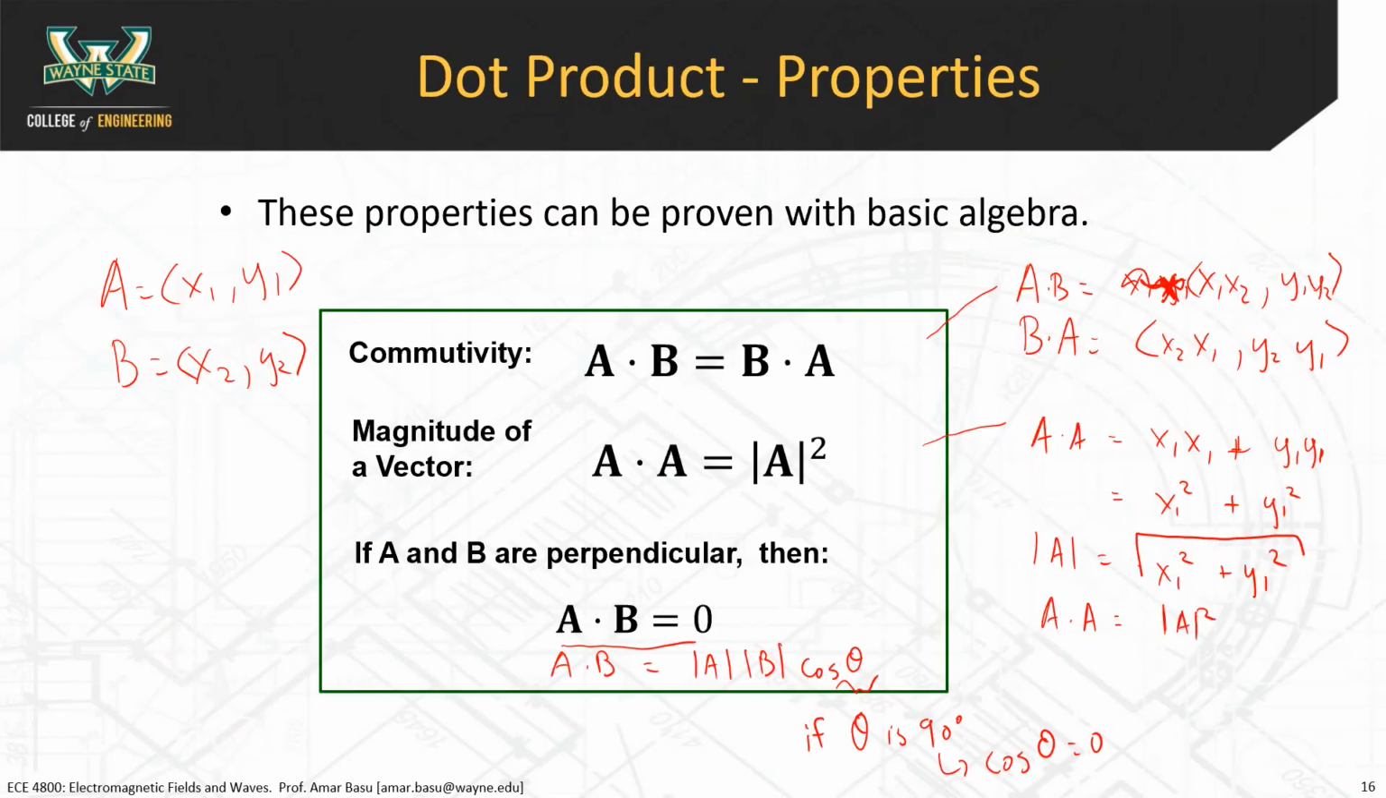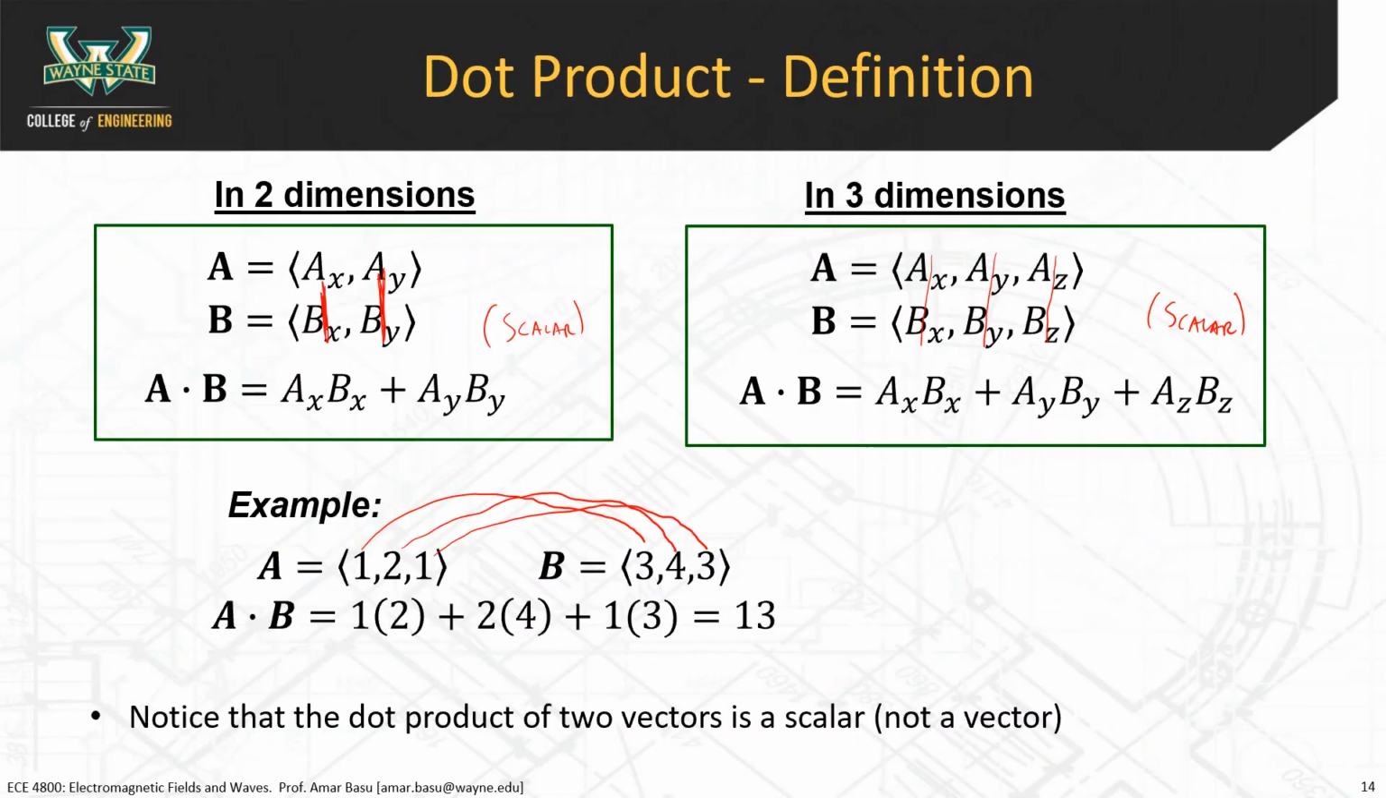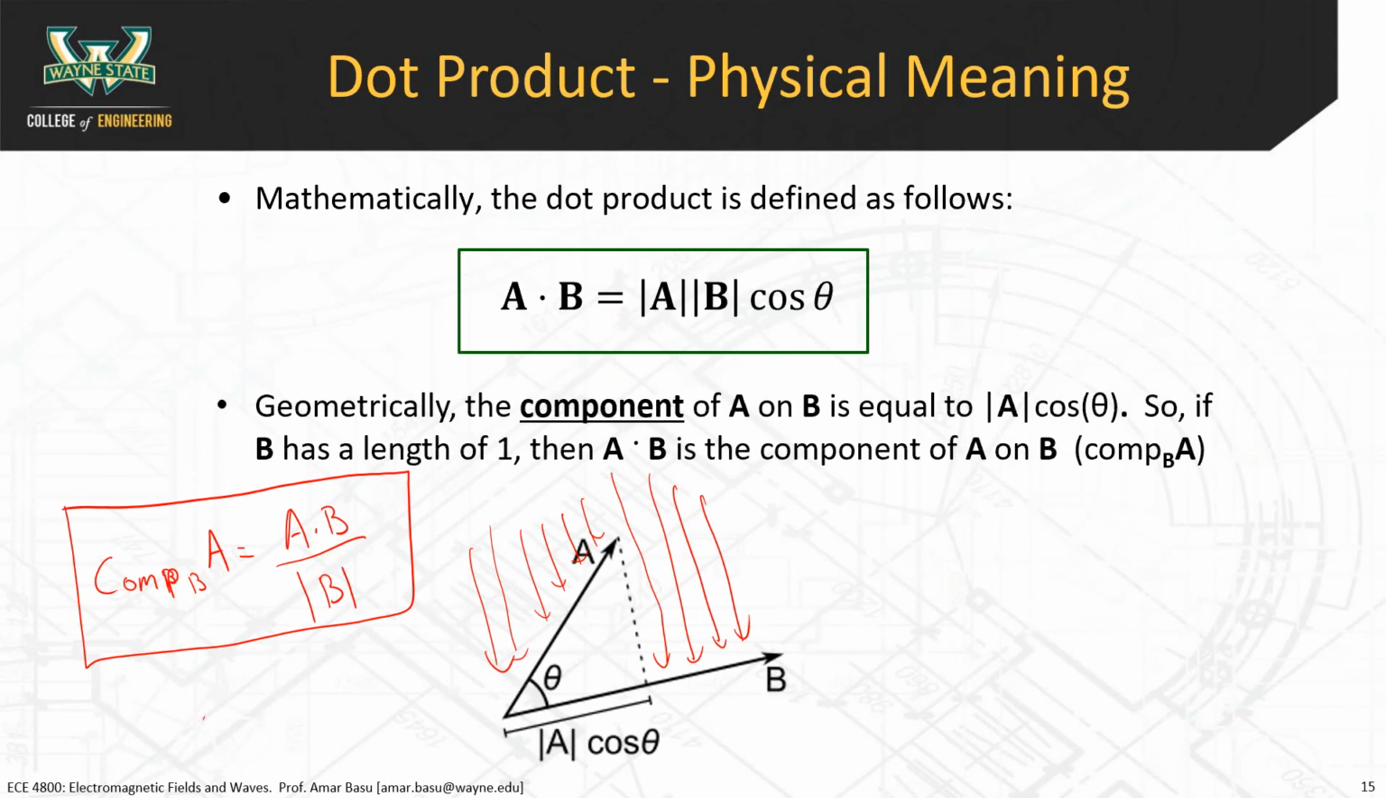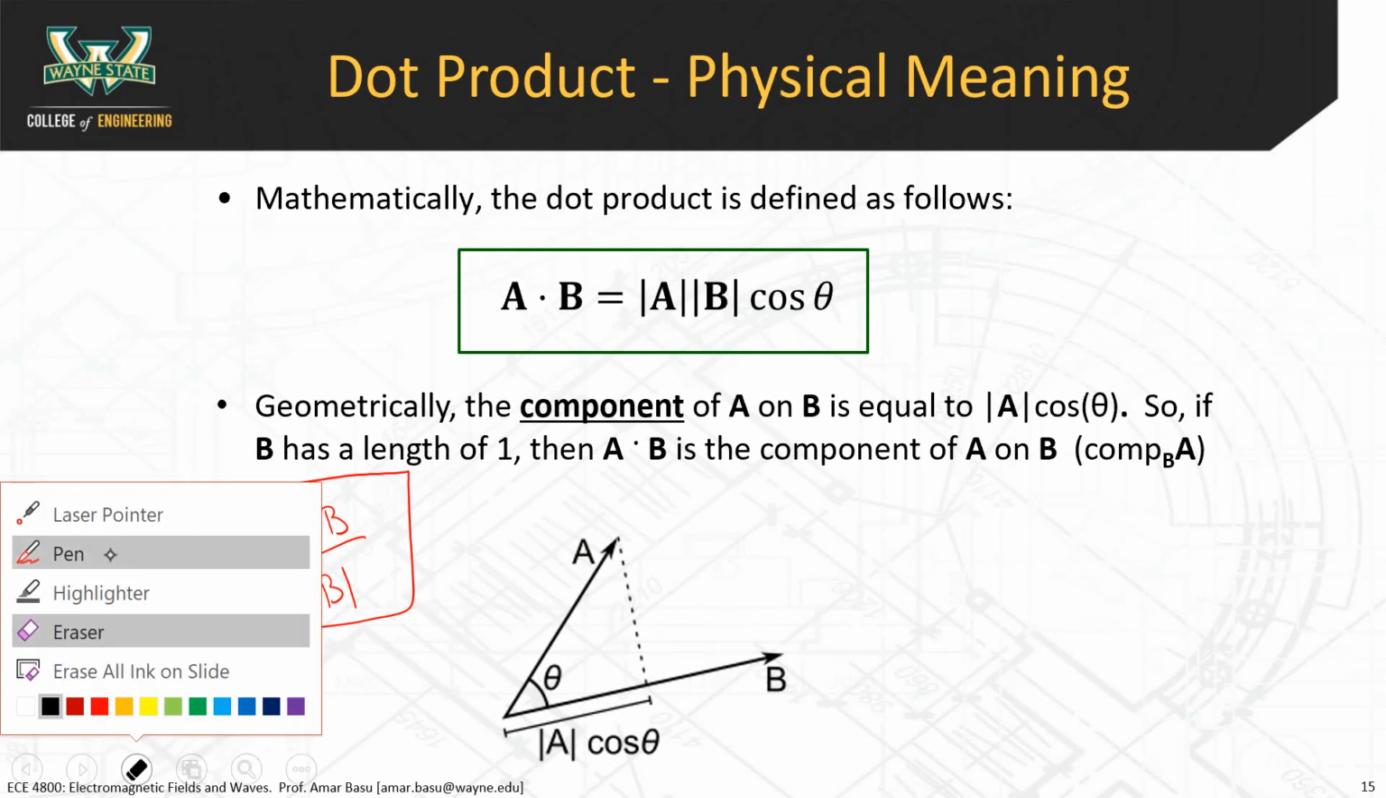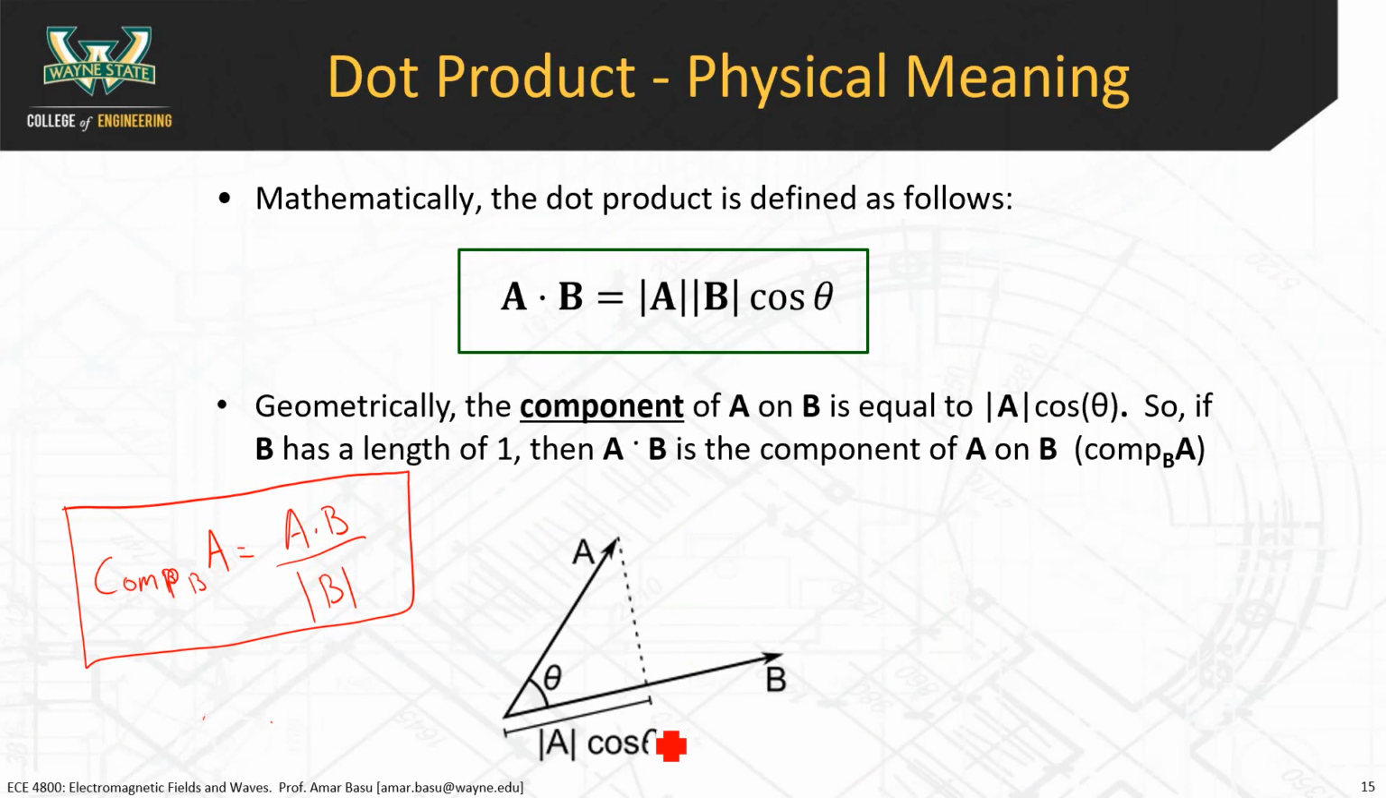So let's back up here. All right. So I'm going to go ahead and erase some of this extra stuff. All right, so this is the component of A on B. Now, if you wanted to do something similar, you want to draw the component of B on A, this is how you do it. So this is our B vector, and this is our A vector.